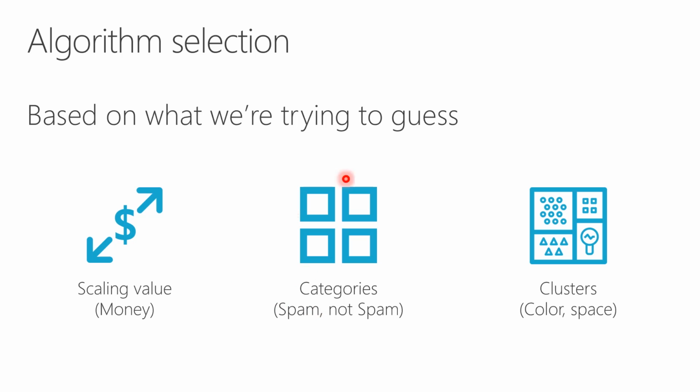Other options are, for instance, categorization. So if I want to be able to look at a bunch of emails and determine that is spam or that isn't spam, then I'm going to use a different set of pre-built algorithms and then feed my data into it. Yet another type is clustering.